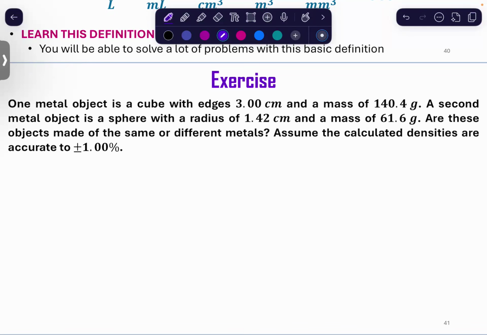So first off, what it's asking us is the density of the cube, density of the sphere, density 1, density 2. Because those densities will tell us if it's the same metal, because density is inherent to a substance. So like if you have a block of copper metal and I have a sphere of copper metal, they should have the same densities because they're both copper. Now, what are some things that I know?